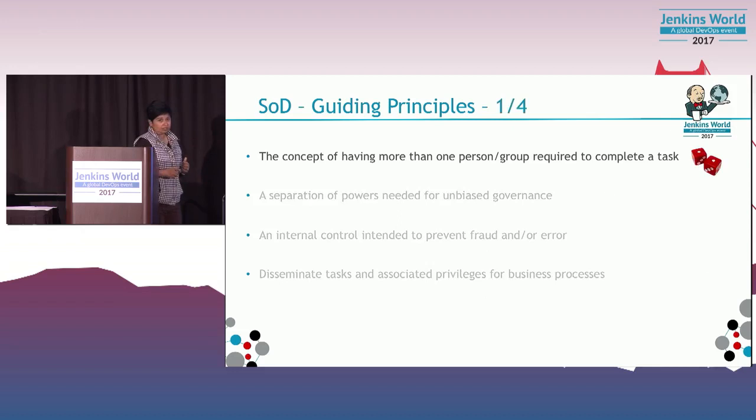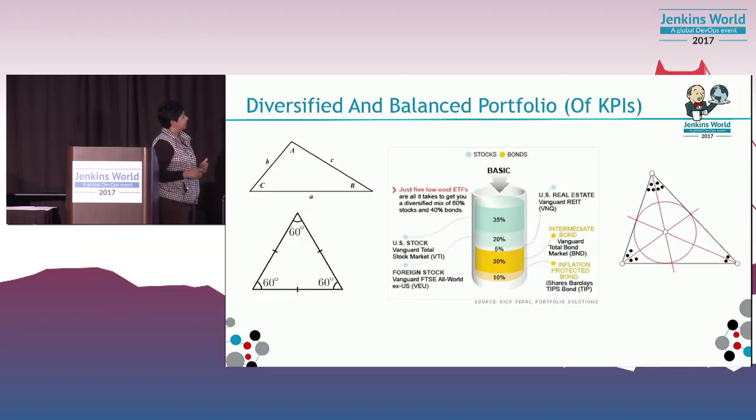So one by one, right? We roll the dice. The first one, the concept of having more than one person required to complete a task. Now, I know I first did politics and now I'm going to do geometry.